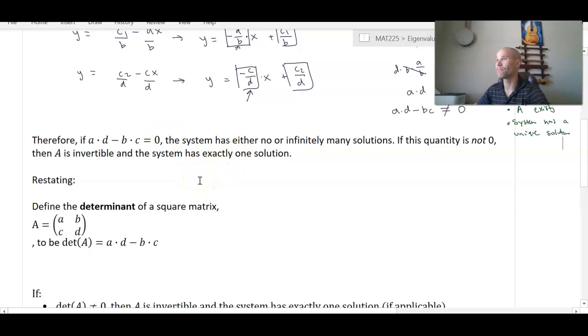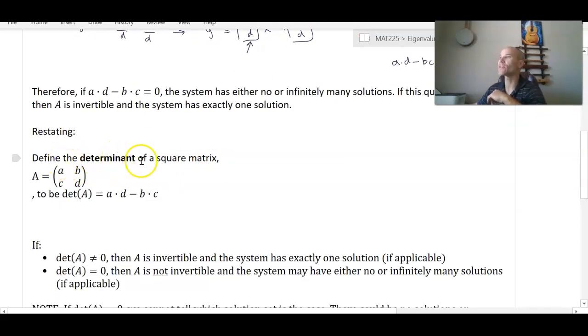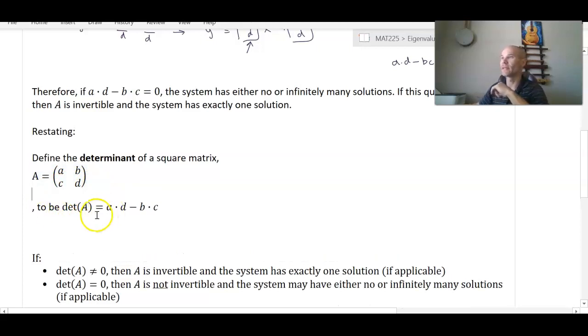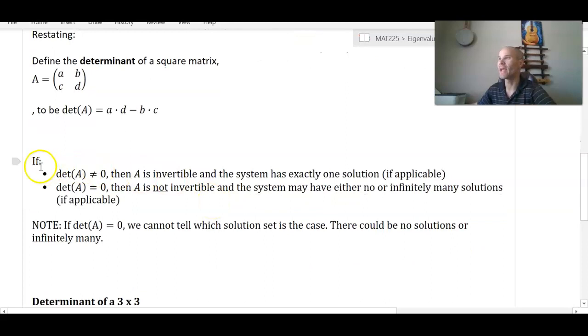All right, let's restate this in how we might see it in a book. Define the determinant of a square matrix A, with components A, B, C, D, and we'll write it like this: det of A is equal to AD minus BC. So when we say det A, we mean the determinant of A. And here are the conditions. If the determinant of A is not 0, then A is invertible and the system has exactly one solution.